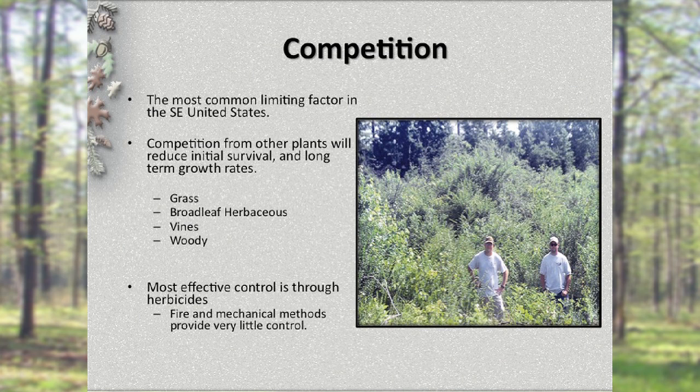Competition control. Competing vegetation is the most common limiting factor in the United States. Competition from other plants will reduce the initial survival and certainly the longer-term productivity and growth rates of your planted trees. The weeds rank in importance, starting first with grasses, going to broadleaf herbaceous weeds, to vines, and then to woody plants. Grasses in particular are bad.